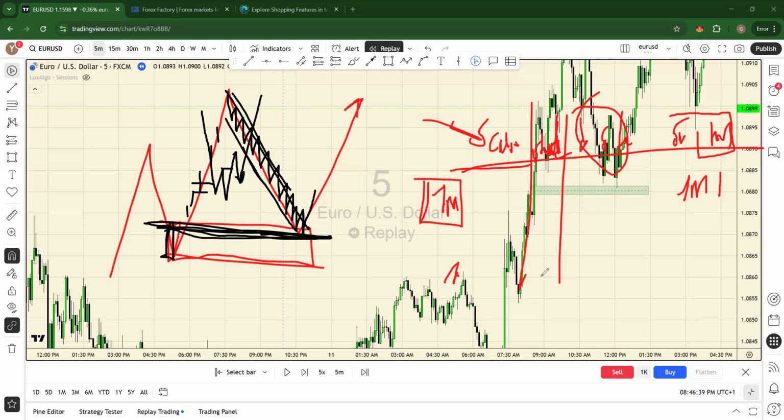Let's say you have two fair value gaps and you're wondering which one price will respect. Wait for price to come to it. You go to the lower time frame and you wait for a break of structure in your direction before you buy. That's what we call confirmation.